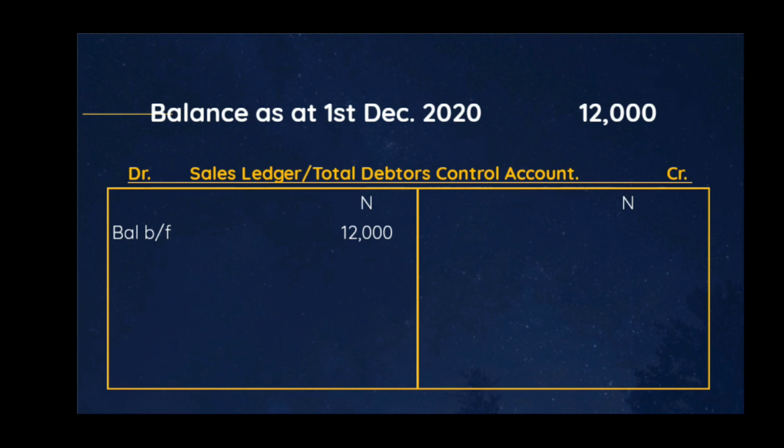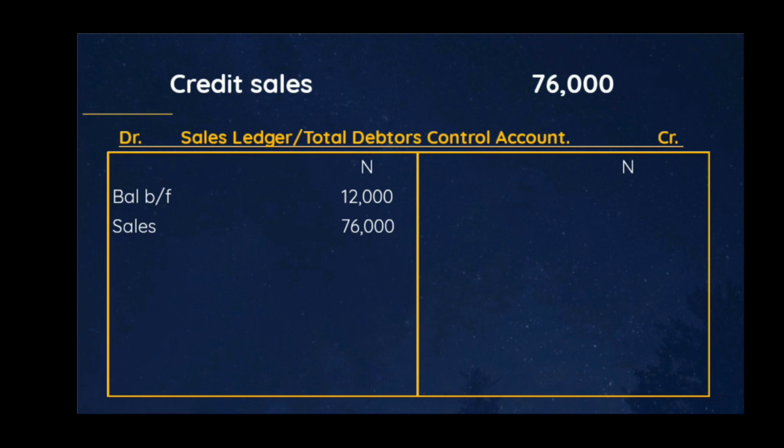And remember, for a debtors control account or sales ledger control account, any money the customer is owing will be debited. Any amount that will increase their debt will be debited. Any amount that will reduce the debt, that is the amount the customer is owing, will be credited to the account. That is how the account is prepared. So the 12,000 naira is debited into the account as balance brought forward. Then the next entry, credit sales. For the month of December, the credit sales is 76,000 naira, which will increase the debt of the customers. So we write sales 76,000 at the debit side.